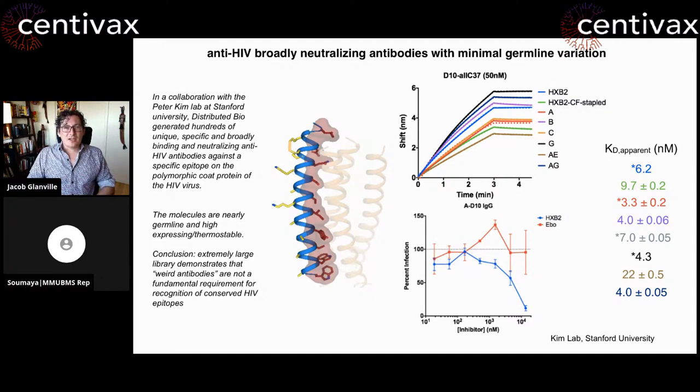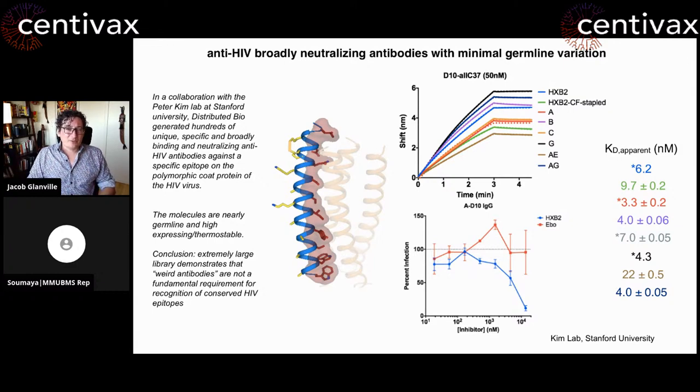You just need a larger library and a mechanism to select for them, and there isn't a fundamental bias from the human repertoire and an inability to target these sites. It suggested to us that there was something else going on in why we weren't targeting these sites. They were non-immunodominant for some other reason.